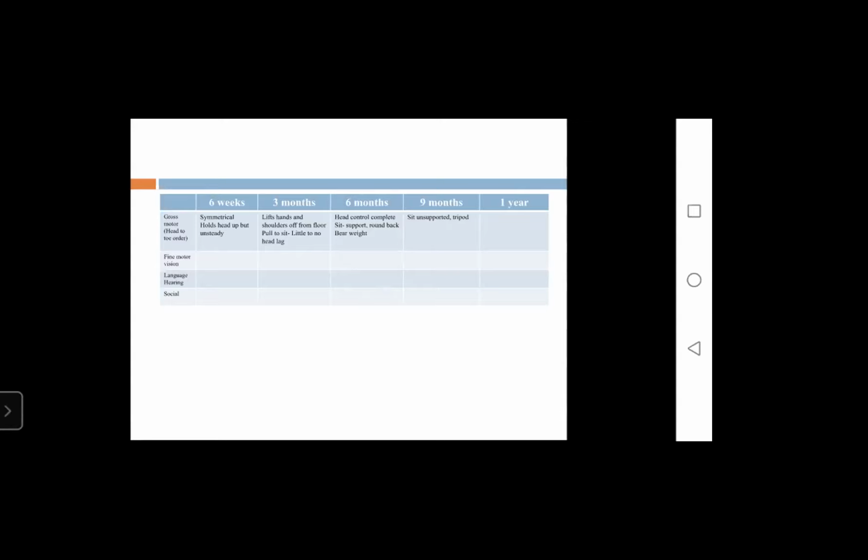At 9 months, they sit unsupported, usually in a tripod position. So the legs will be in kind of like an inverted triangle. So that will be a tripod position. Some of the babies will start to crawl. Some babies don't crawl. They go straight to walking. So those babies are called bottom shufflers.